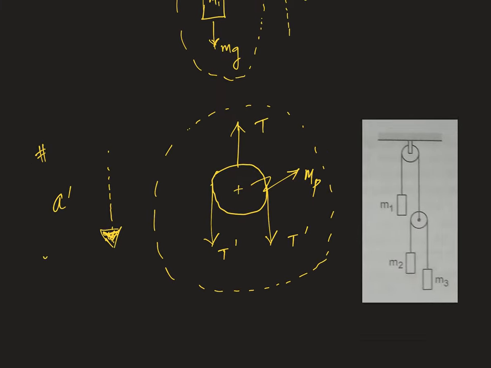Now let's go to the second free body diagram. So in the second free body diagram, I'm focusing in this region. Be very careful. I'm focusing in this region. Let's say there is a mass MP for the pulley. Then there is a tension T acting upwards. Then there are two tensions acting downwards, and the whole system is accelerating with an acceleration of A prime in the downward direction. So the equation should be 2T prime minus T plus mass of the pulley times g is equal to mass of the pulley times A prime, isn't it?